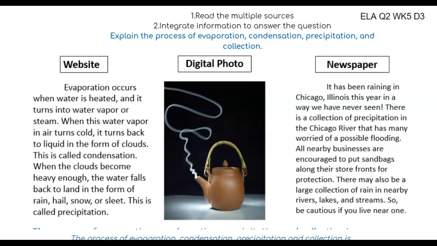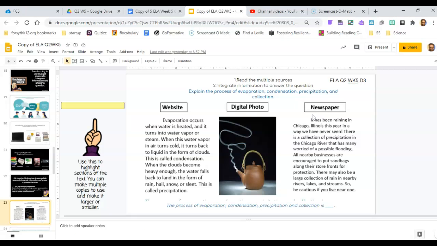If you look at an example here, you're going to read multiple sources, integrate or bring together information to answer a question. Here's the question. Explain the process of evaporation, condensation, precipitation, and collection. You have three sources here, a website, a photo, and a newspaper. All of these provide information, okay? The process of evaporation, condensation, precipitation, and collection is, and you'll have to read these. So I'm not going to read the whole thing here for the text.